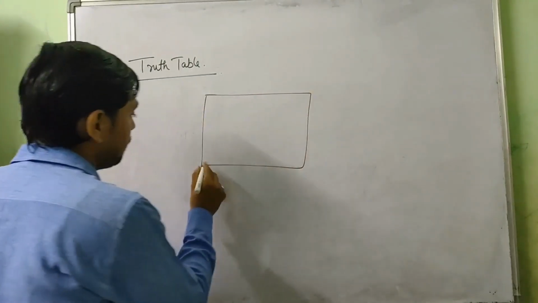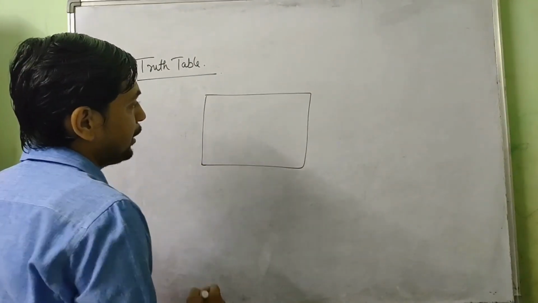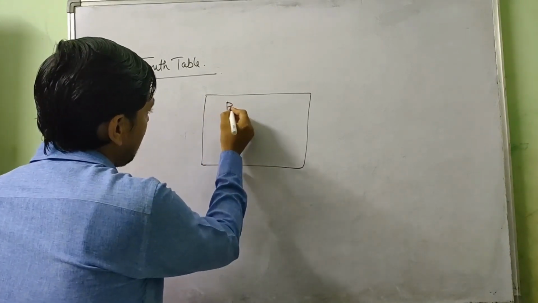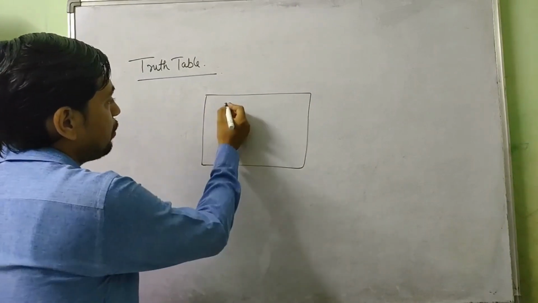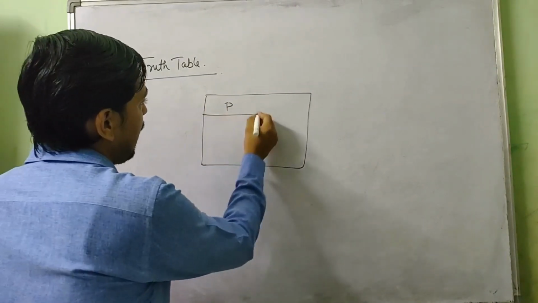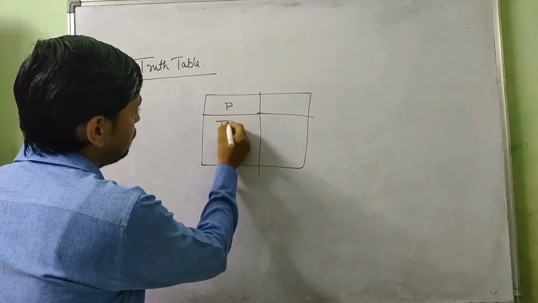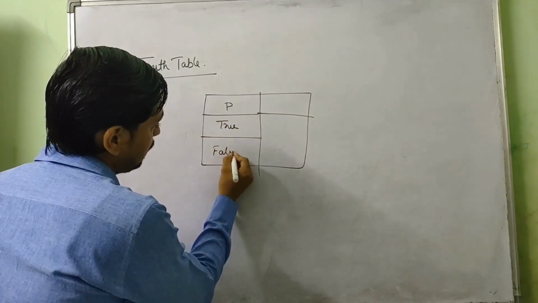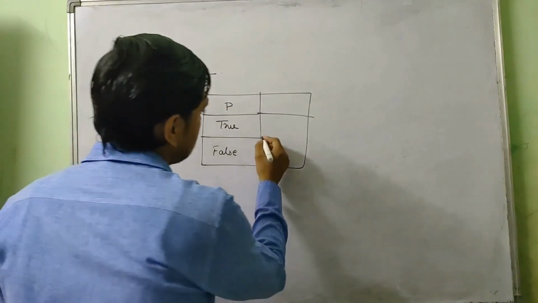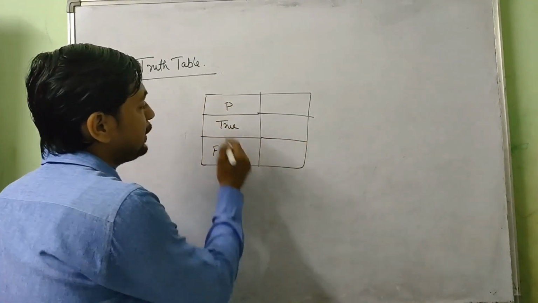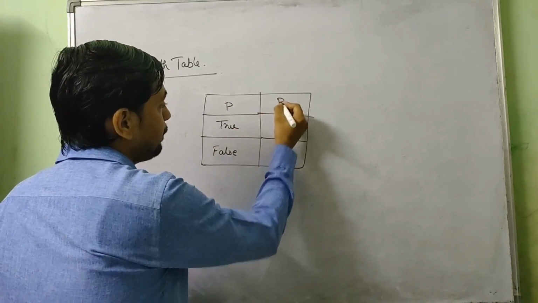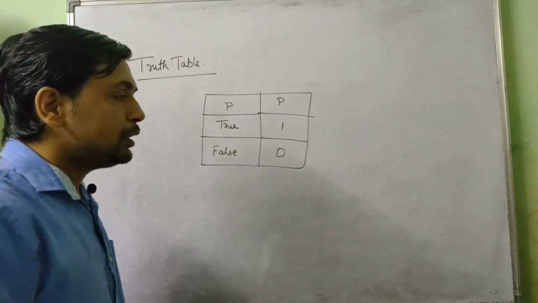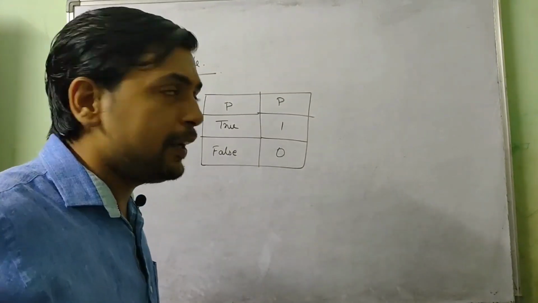Now this is a truth table for a single variable. If I have a single variable, there are only two possible values it can have. The value of the single proposition can be true, or it can be false. So how would it be represented? If it is true, the proposition will be represented as 1. If it is false, it will be represented as 0. So this is the truth table for a single proposition or single variable.